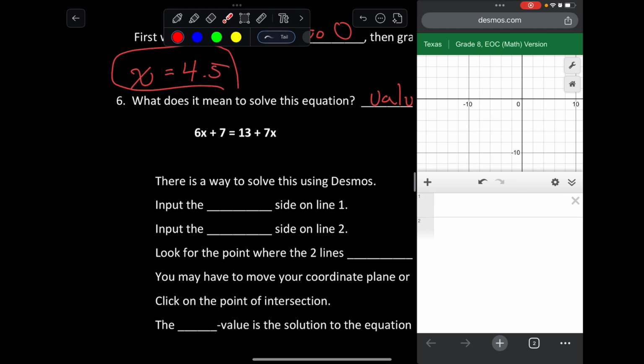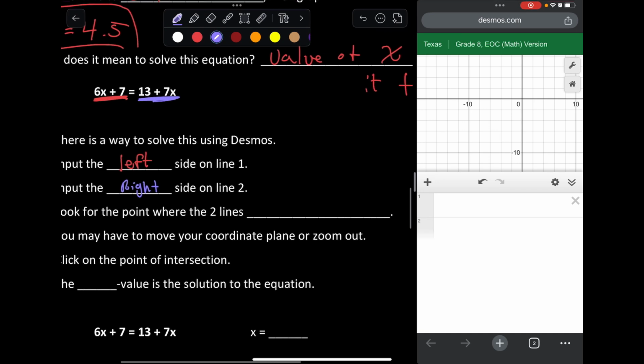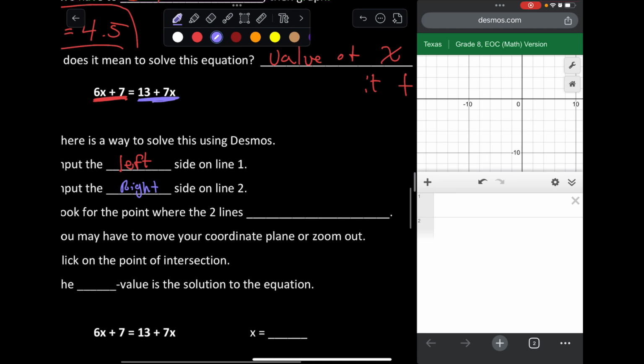An easy way to do this on Desmos is by inputting the left side of the equation on line 1. And I'm going to input the right side of the equation on line 2. So we have the left side, which is highlighted in red, and the right side, which is highlighted in blue. And we're going to look for where the two lines cross, they intersect, whatever you want to call that.